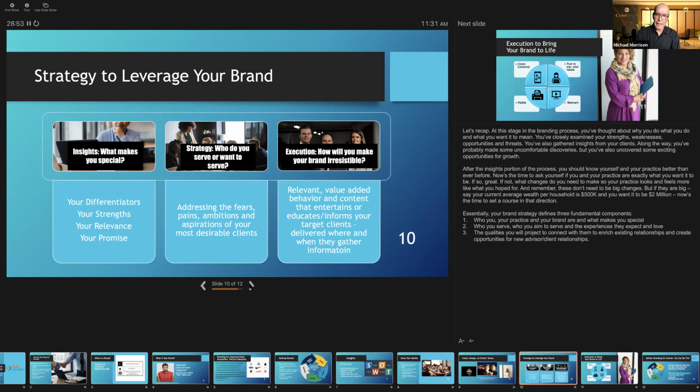What your market cares about, and really focus on their pain points there. As I mentioned here, address the fears, pains, ambitions, and aspirations of your most desirable clients. Very often in wealth management and financial planning, you see boilerplate copy about helping people retire comfortably or helping make sure their income lasts through their retirement.